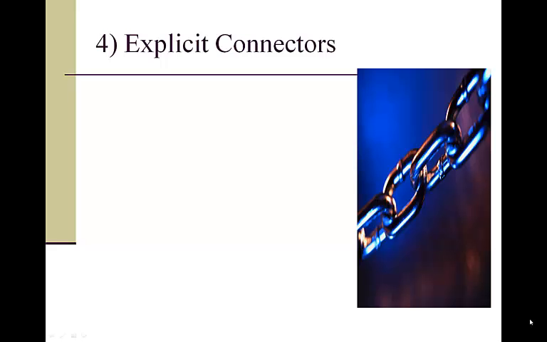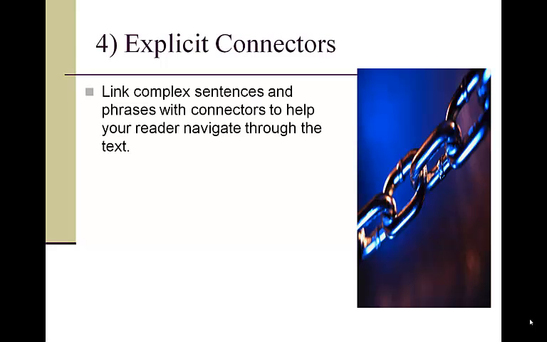Tip number 4 is to link with explicit connectors. And that's where we should link complex sentences and phrases with connectors to help our readers navigate through the text so they can follow the flow of the writing smoothly and clearly see how the thoughts are joined together. Well, some effective connecting words are, for example, however, and therefore, and because. And they join sentences together so your reader knows without too much work that what you're saying now is connected to something else.